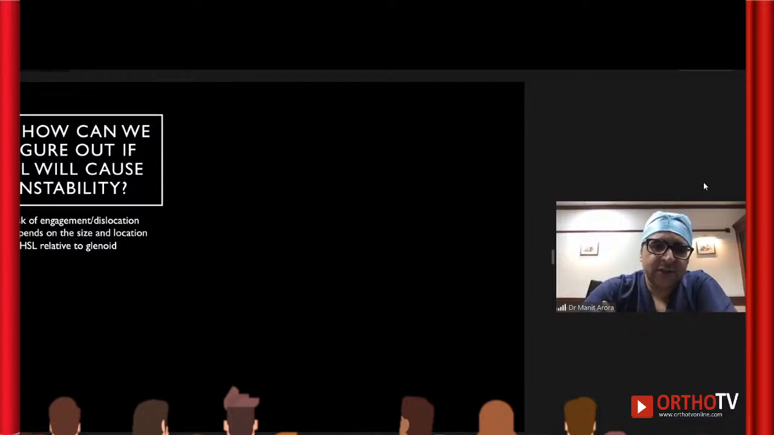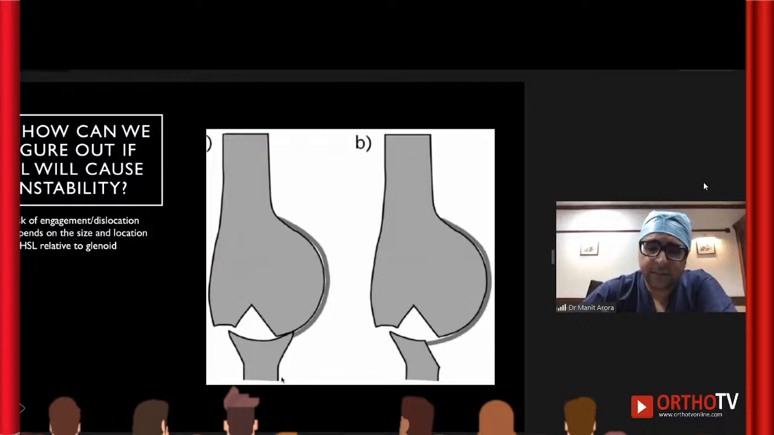The risk of engagement dislocation depends on the size and location of the Hill-Sachs relative to the glenoid. An important point to emphasize here is that the Hill-Sachs in a normal looking glenoid is very different to the same sized Hill-Sachs in an abnormal glenoid with bone loss. So it's a bipolar concept of stability, not only looking at the Hill-Sachs, but also looking at the glenoid. If you've got a full glenoid with the same size defect, it's not going to pop out. Whereas if you've got glenoid bone loss anteriorly with that same size defect, it's much more likely to pop out. So again, we've got to look at both, bipolar, the humerus as well as the glenoid.